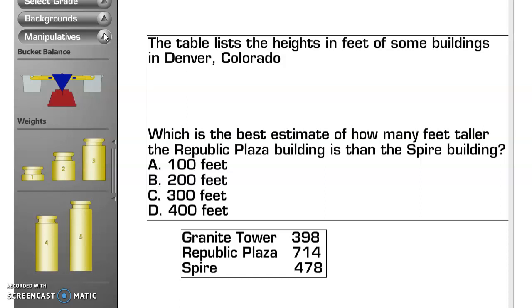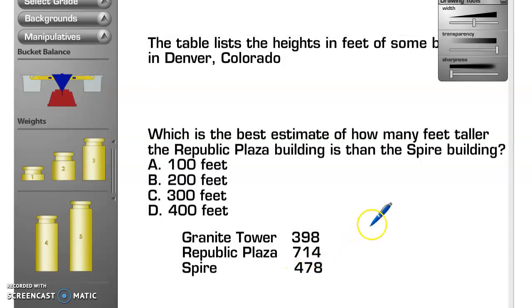The table lists the heights in feet of some buildings in Denver, Colorado. Which is the best estimate of how many feet taller the Republic Plaza building is than the Spire building? So the Republic Plaza is 714 feet. The Spire is 478. So what we're going to do is estimate.